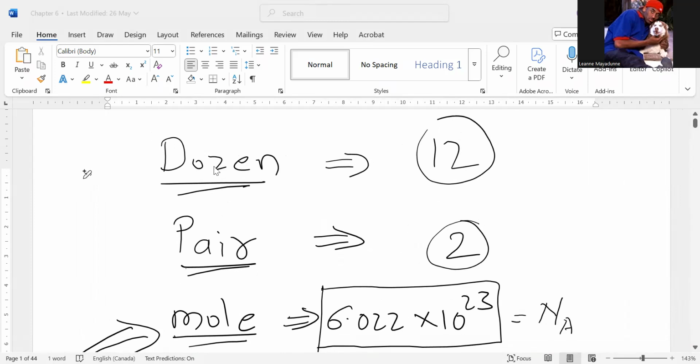When we talk about the mole concept, let us first understand the meaning of the term mole. Do you know the meaning of the term dozen? Like 12. Dozen is a unit which represents the number 12. Pair is a unit that represents the number 2.